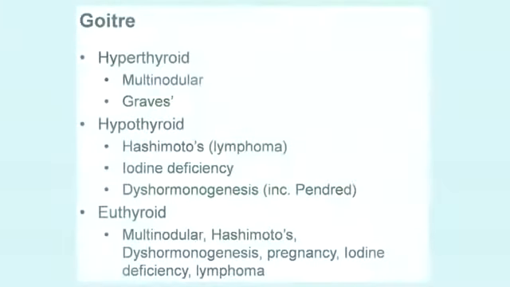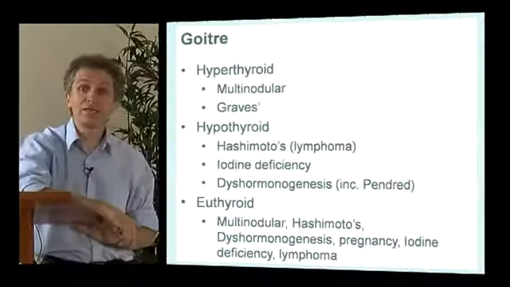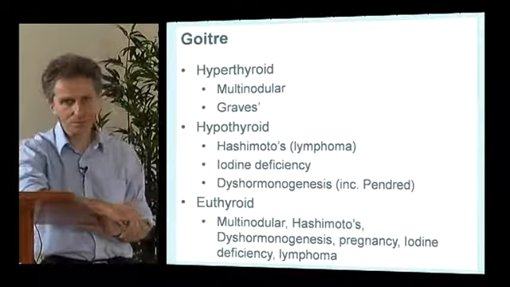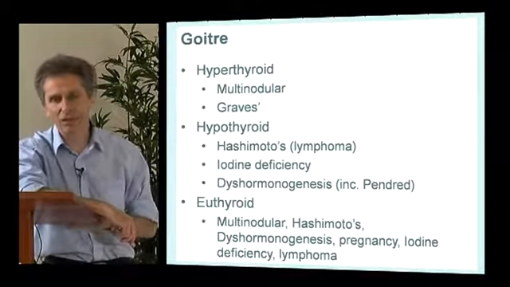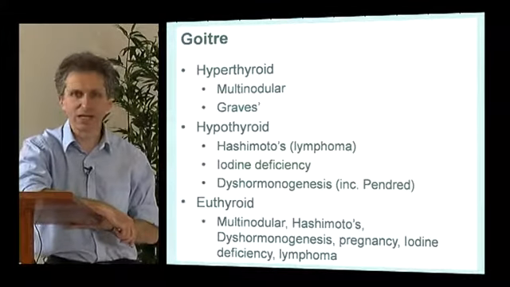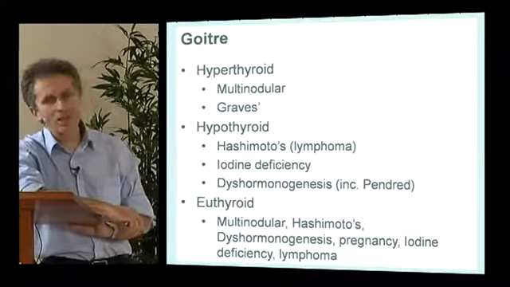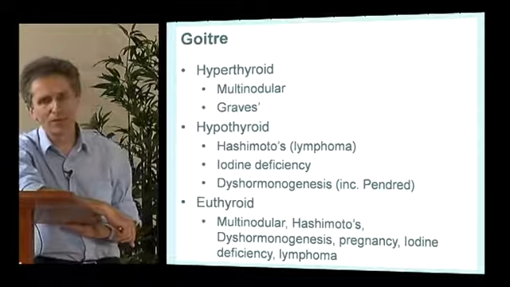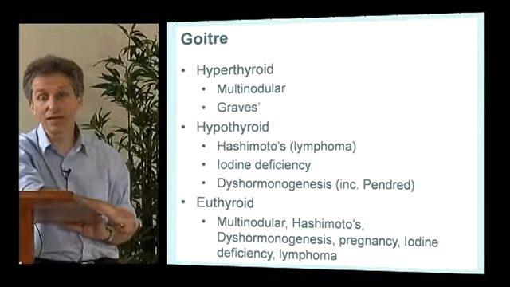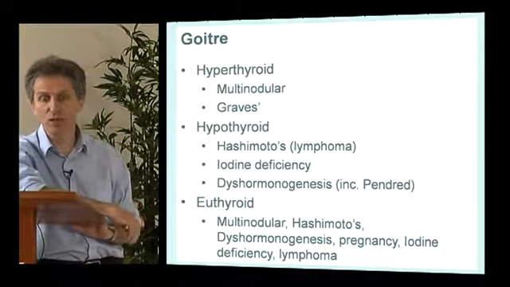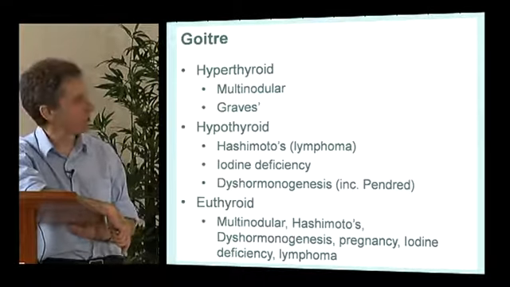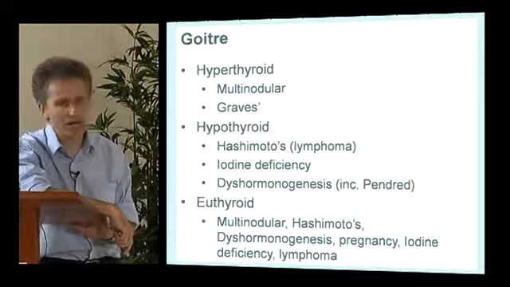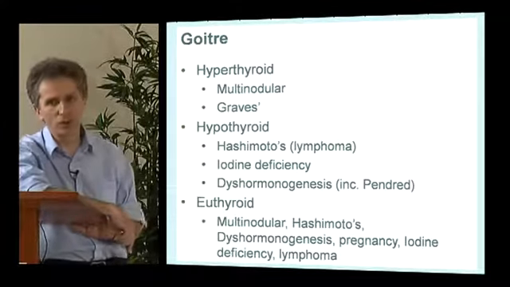Let's just quickly review goiter. So goiter just means an enlarged thyroid gland. And it's important when you're thinking about this to think about the endocrinology as well as the size of the gland. So is the patient hyperthyroid in tests, in which case we're talking about a multinodular gland normally, or possibly if it's a smooth enlargement, Graves' disease? Is the patient hypothyroid, in which case the usual diagnosis is Hashimoto's disease, though there are 2 other options there.